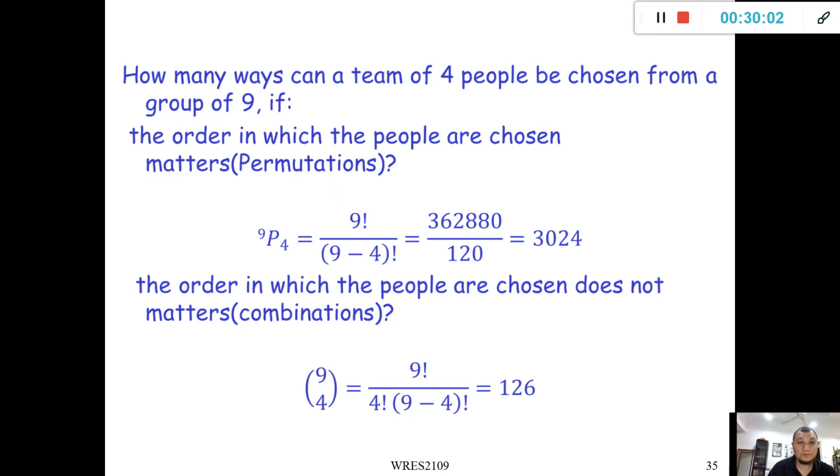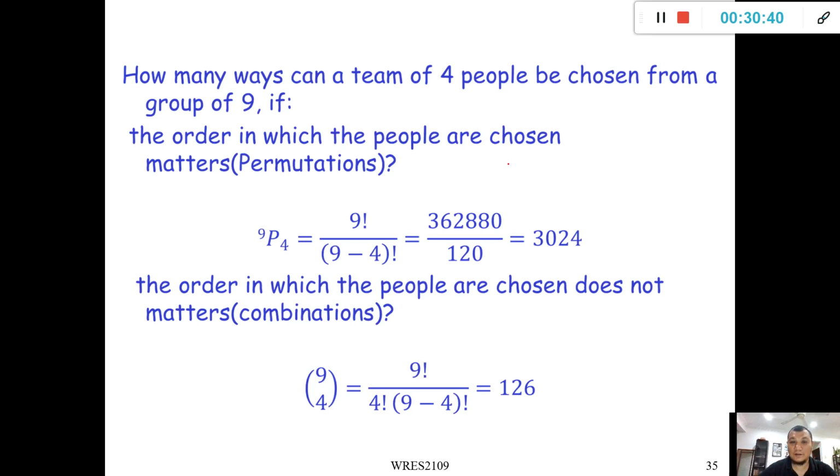Okay, we continue. How many ways can a team of four people be chosen from a group of nine if the order in which the people are chosen matters? So you want four, and order matters. Who has chair number one, chair number two, three, and four is important. So you have 9P4. If the order in which people are chosen does not matter, it can be any way. So that is 9C4.